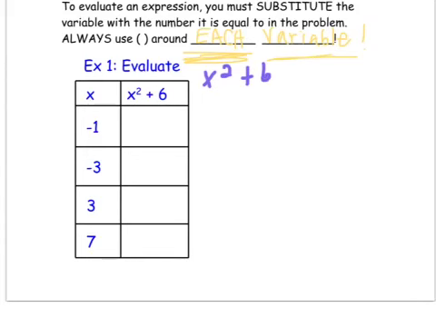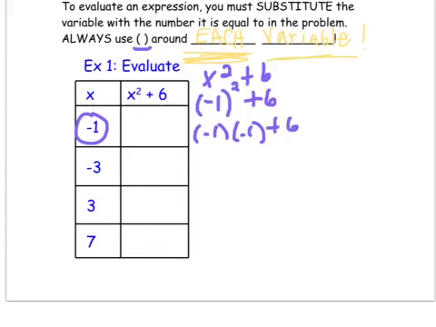Well, right now the number that it gives us is -1. So we are going to substitute the variable with the number. So we're going to rewrite it because we have to use parentheses. We're going to put parentheses, and our number is -1, so I'm going to write -1 in parentheses, and that exponent is going to stay outside. (-1) squared plus 6. Well, -1 squared means -1 times -1 plus 6. We know -1 times -1 gives us 1, plus 6, which gives us 7. So our answer is 7.